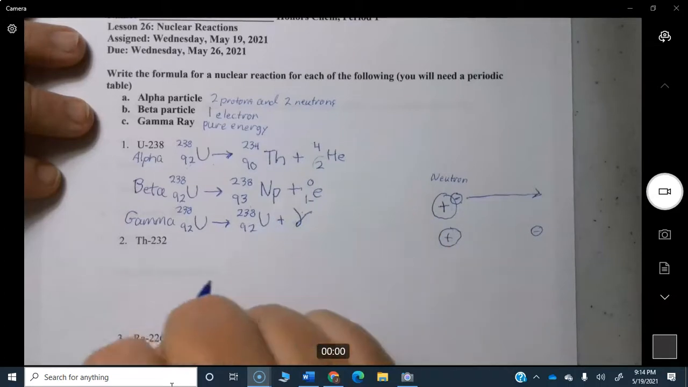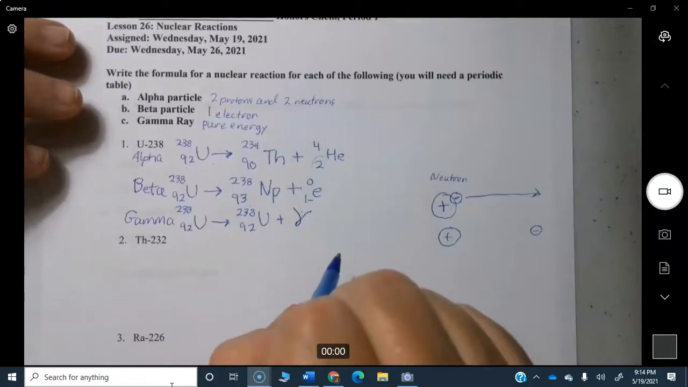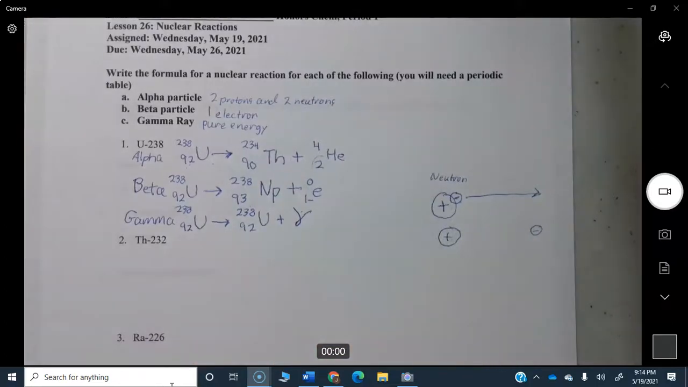This funny little symbol there is the Greek letter gamma. Okay, so it's given off a gamma ray. It hasn't lost any protons, electrons, anything else. It hasn't lost any charge, so it's essentially the same. Okay? All right.